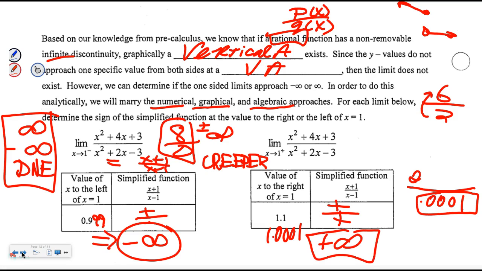Now, how could I change the original function? Let's do this one. What's one minor change I could make?